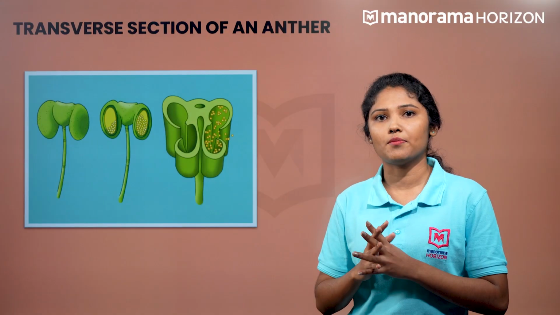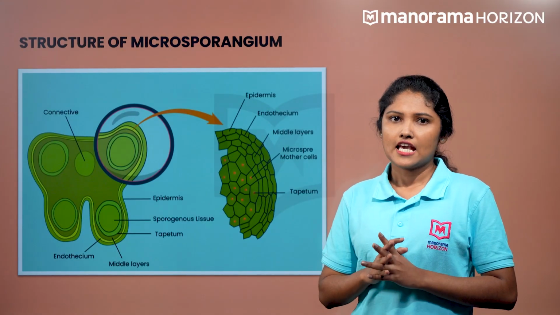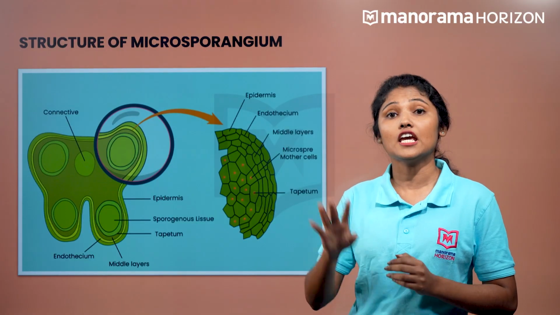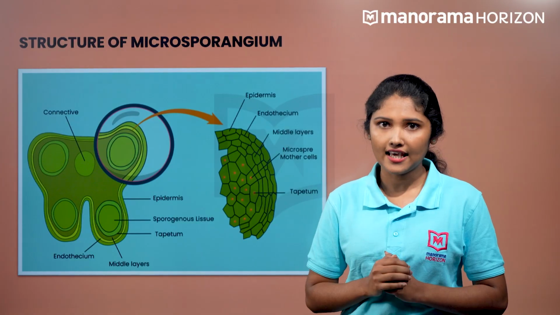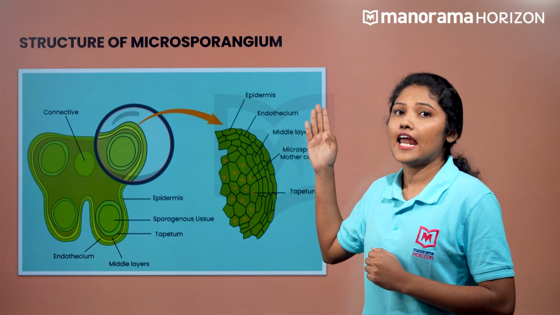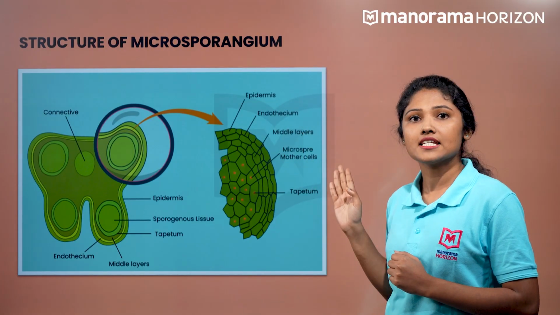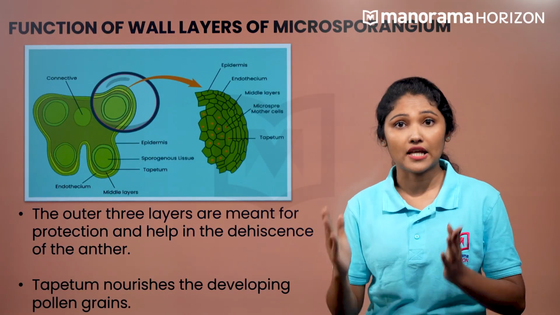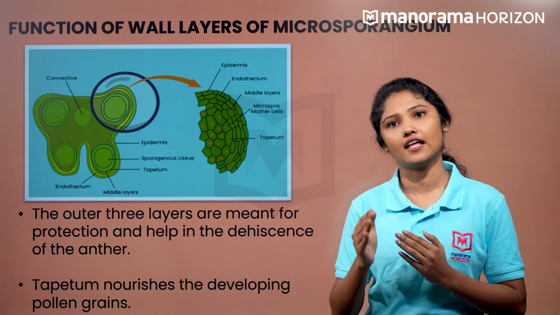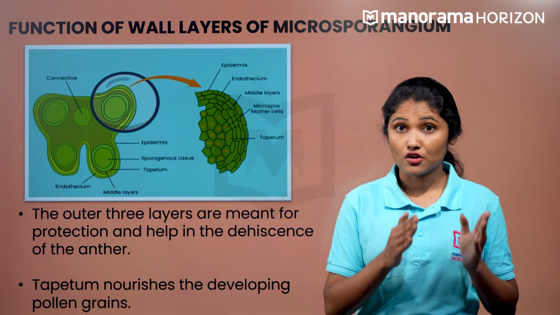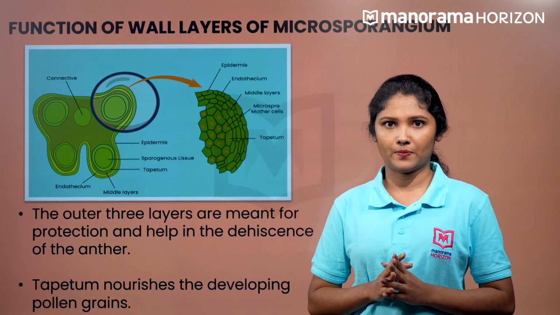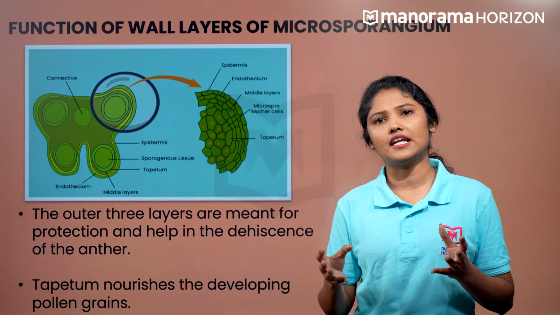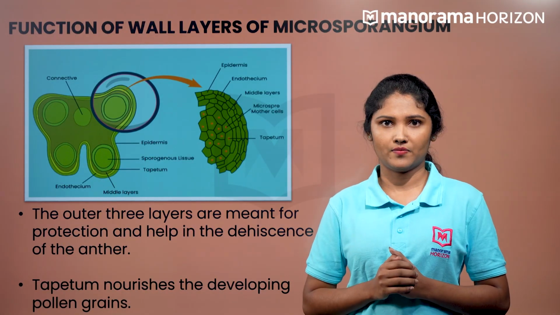Now let us talk about microsporangium. If we check the transverse section, it is generally surrounded by 4 wall layers. And they are epidermis, endothecium, middle layers and tapetum. The outer 3 layers are meant for protection and help in the dehiscence of the anther. Tapetum nourishes the developing pollen grains. Its cells possess dense cytoplasm and generally have more than 1 nucleus.